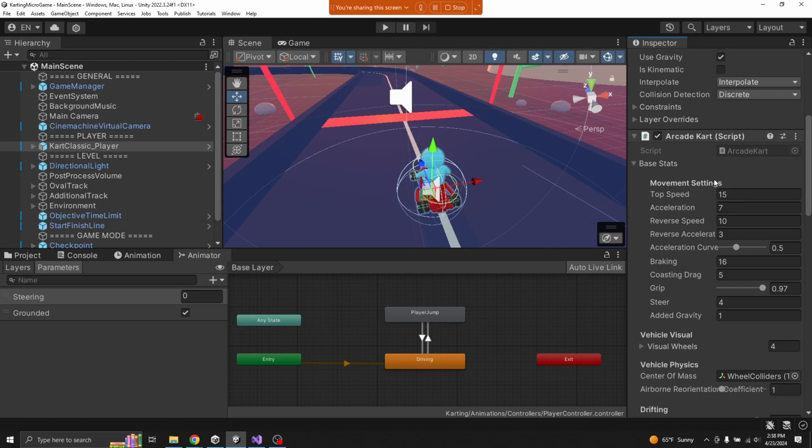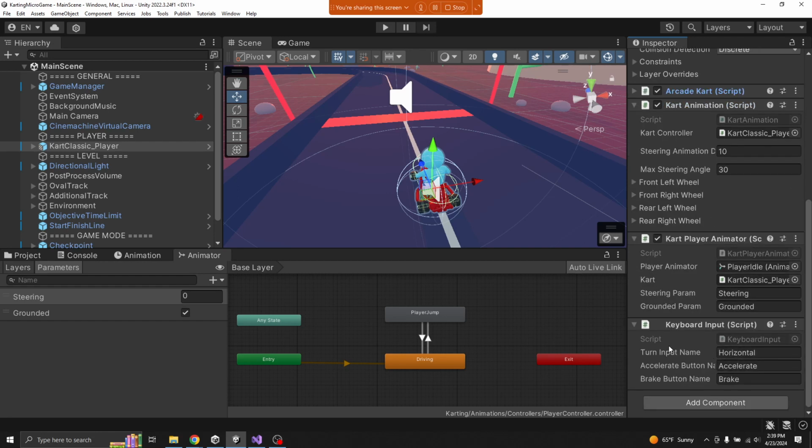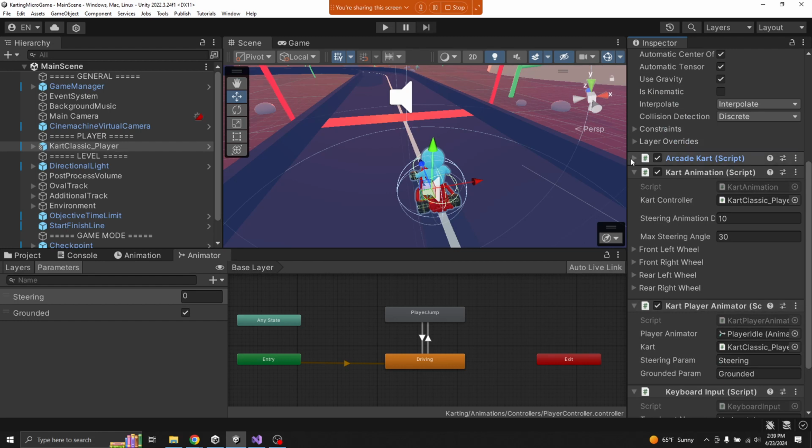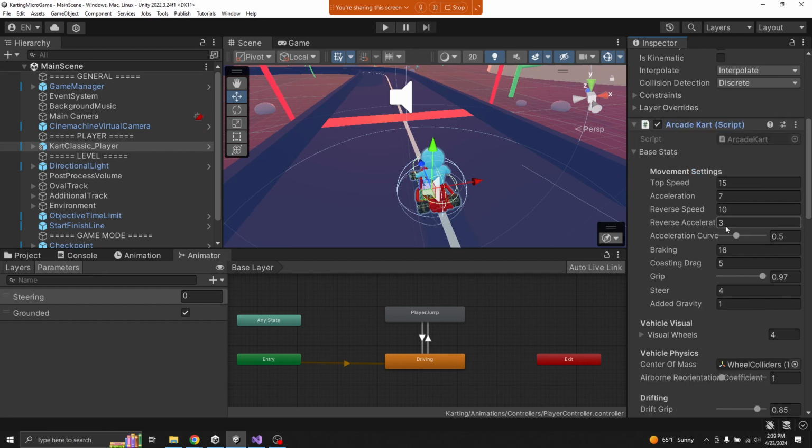And we spent most of our time on this script, which happens to be kind of the biggest script. We did start with the keyboard input, I will say. And we hunted around the game object hierarchy to understand how everything is connected. And here we are in ArcadeKart.